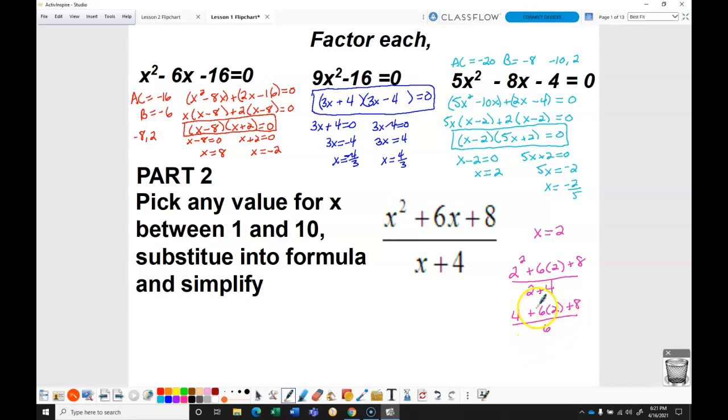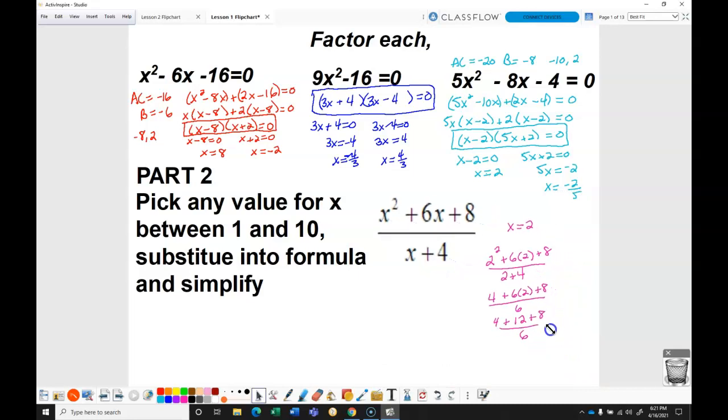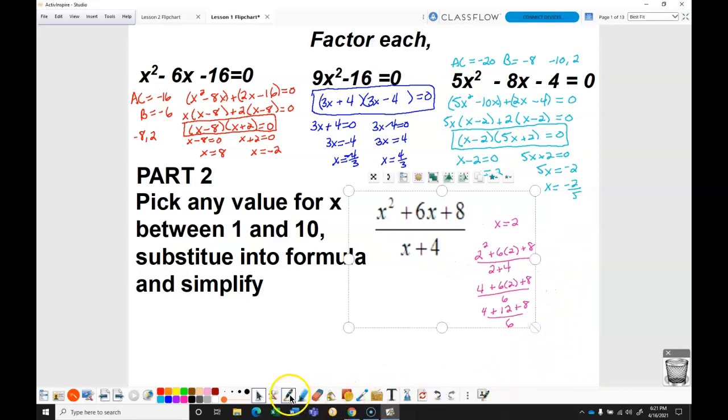The next thing I'm going to do on top is this multiplication. So I have 4 plus 12 plus 8 over 6. Okay, and really the last thing I have to do is add all of those pieces together that are in the numerator. So I'm adding 4 and 12 and 8. So I'm getting 24 over 6, and that actually would reduce to 4.